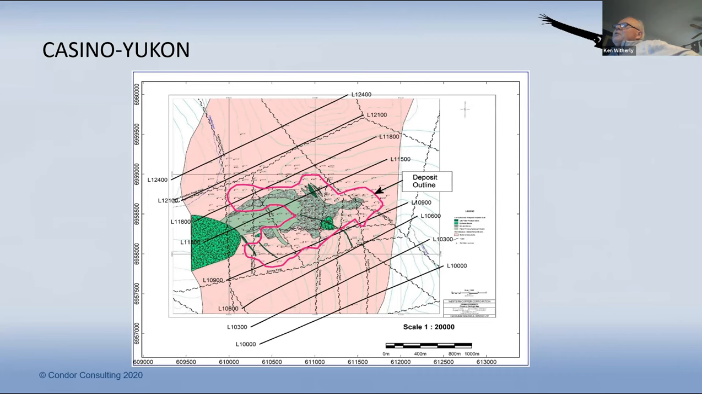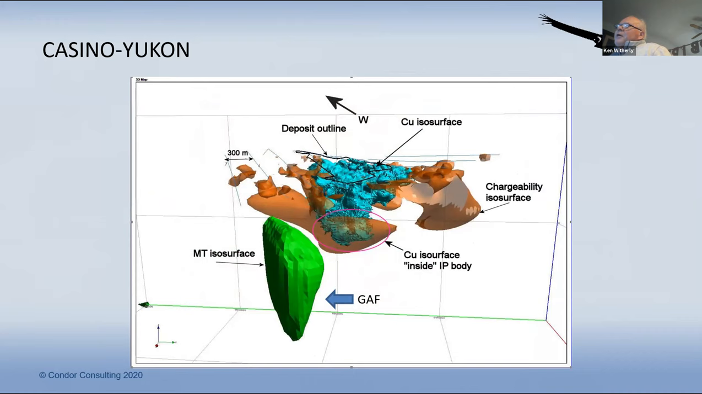So this was acquired in 2009. We got the data in 2016 and began processing in 2017 and doing the analysis. Jump to the story, to the GAF. Here we have a 3D perspective of the chargeability and here's the copper isosurface. This is largely a supergene enrichment system.